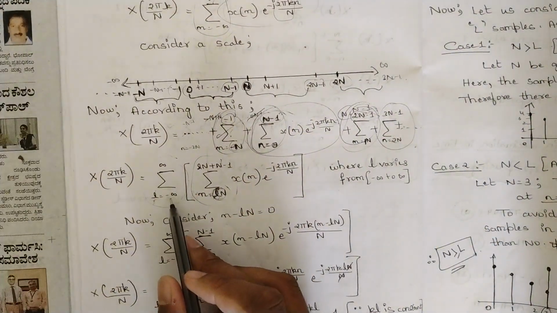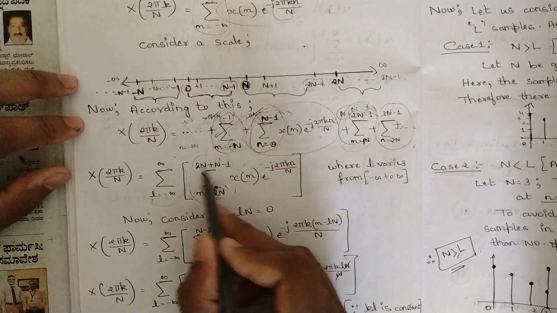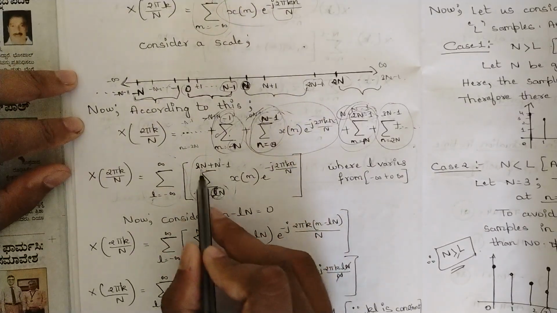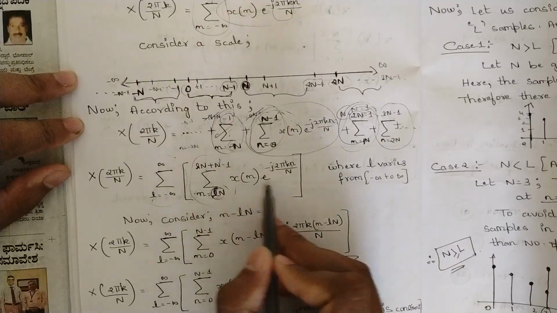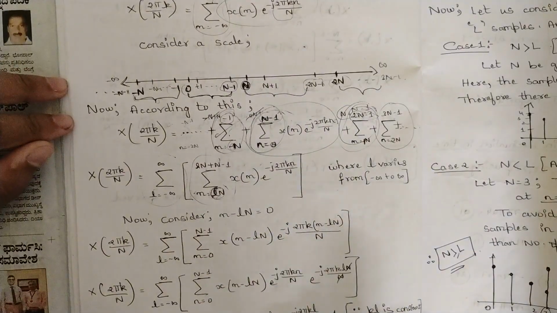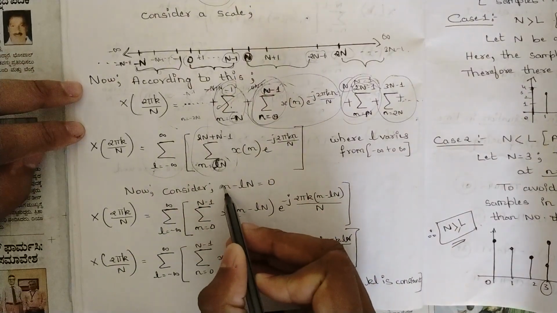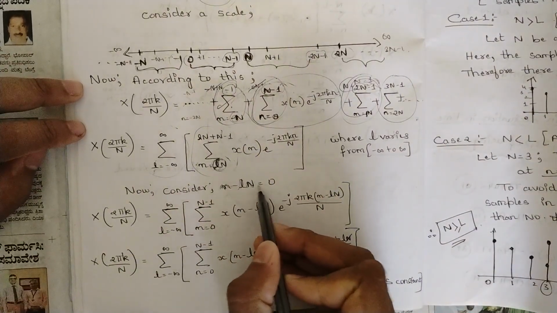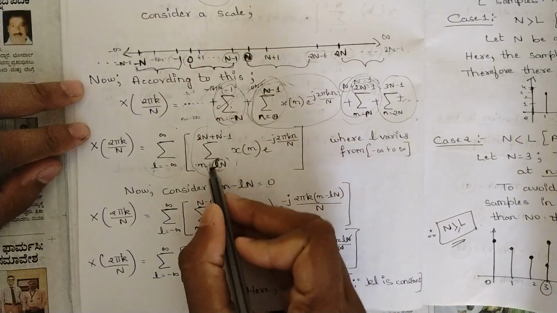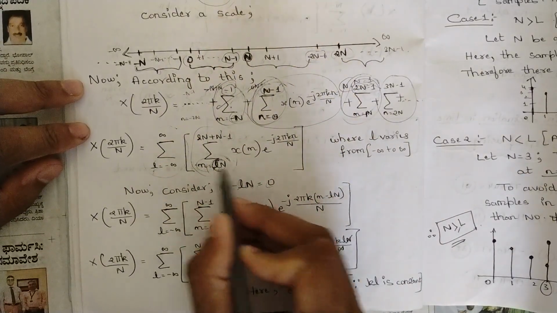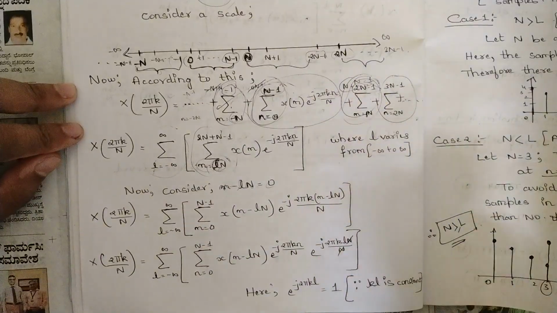That is, summation of L equal to minus infinity to infinity, summation of n equal to Ln up to Ln plus N minus 1, x of n e power minus j 2 pi k n by L. Okay, hope you understood this. So now consider n minus Ln is equal to 0. That is, this equation we can even write as n equal to Ln, or n minus Ln equal to 0. It is one and the same.